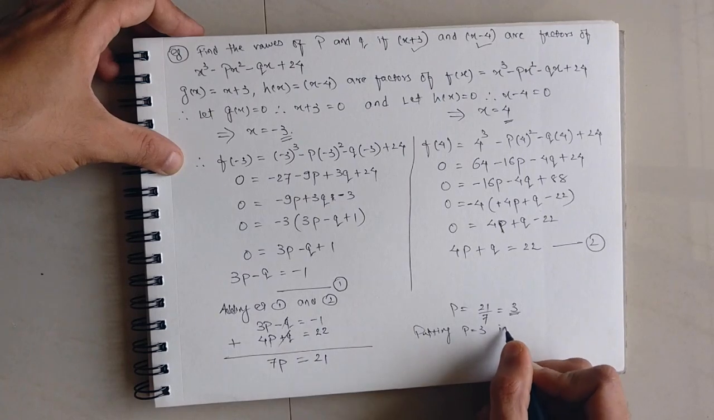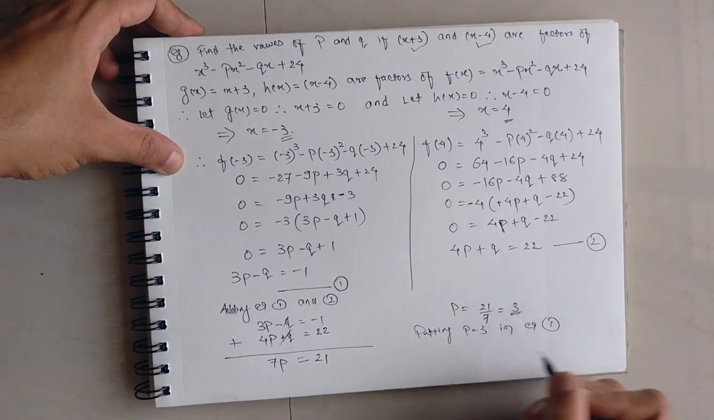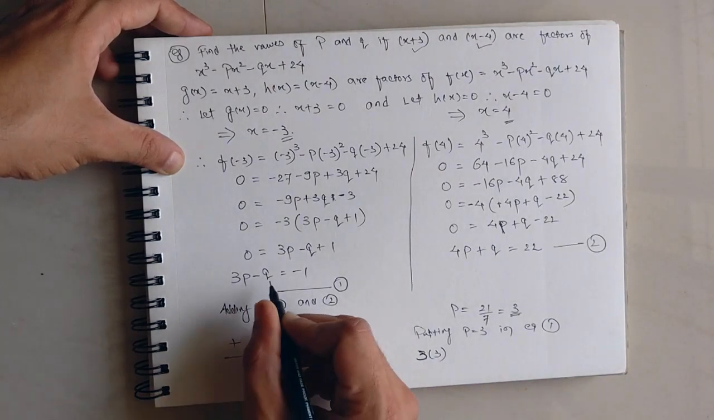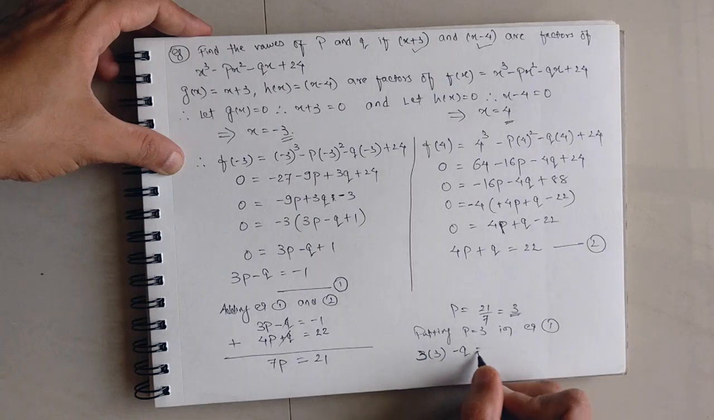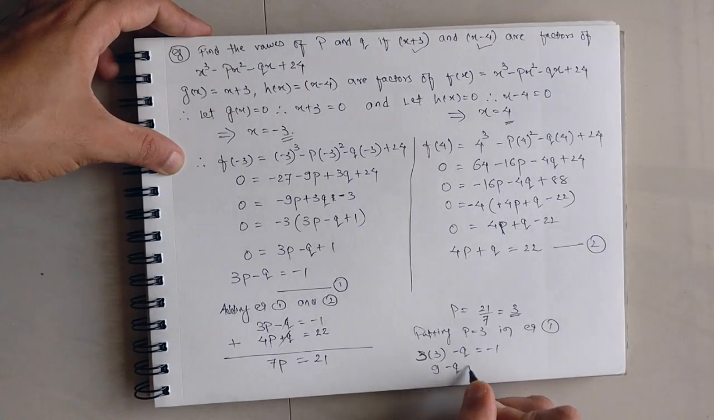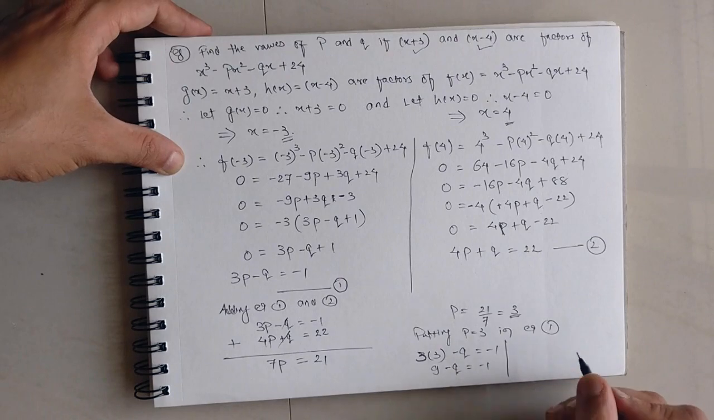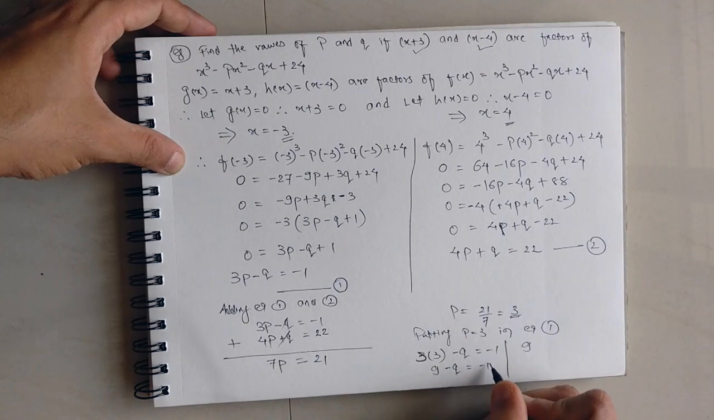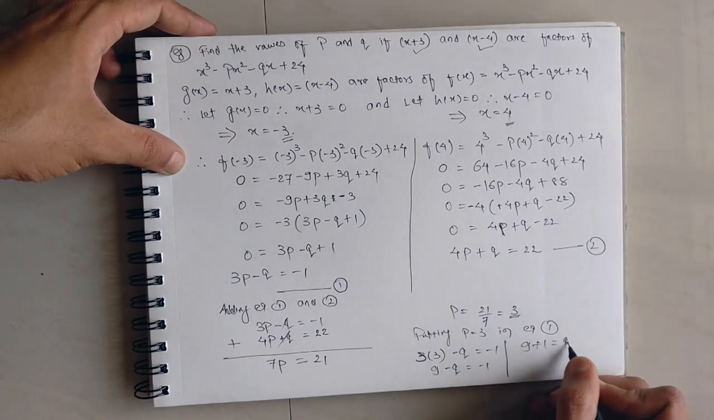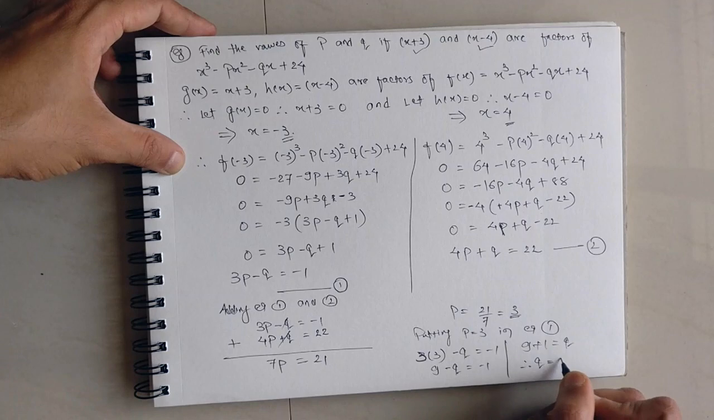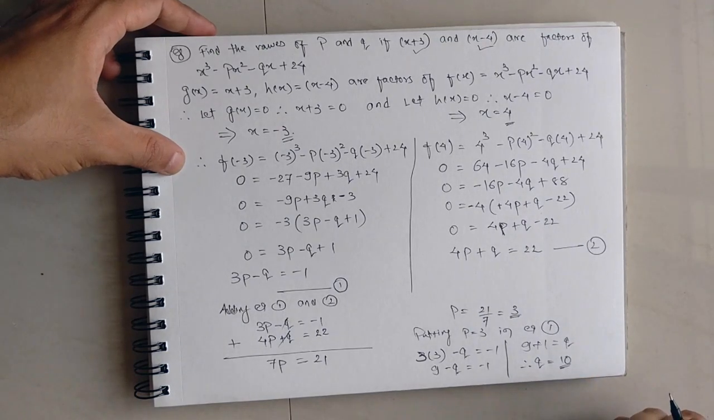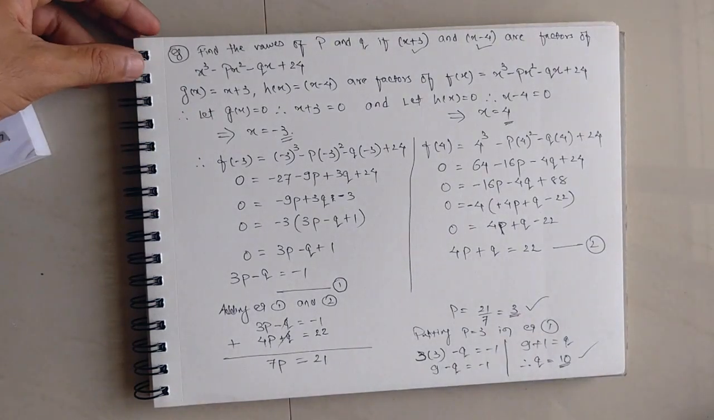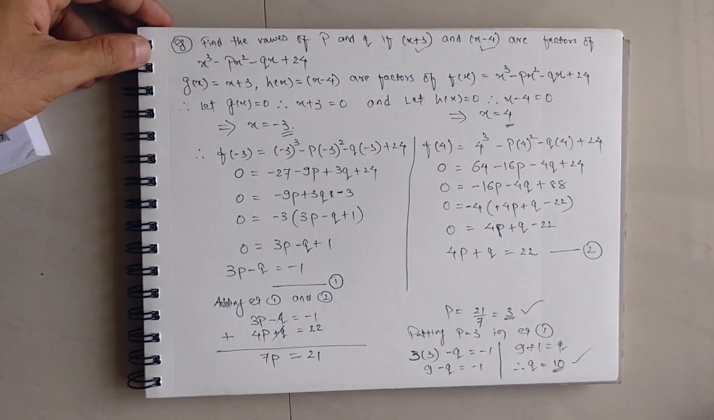Putting p is equal to 3 in equation 1. So 3p minus q, 3 into 3 minus q is equal to minus 1. So 9 minus q is equal to minus 1. That means 9 plus 1 is equal to q, and therefore q is equal to 10. So p is equal to 3 and q is equal to 10 is the correct answer, and that's how you solve this kind of question.